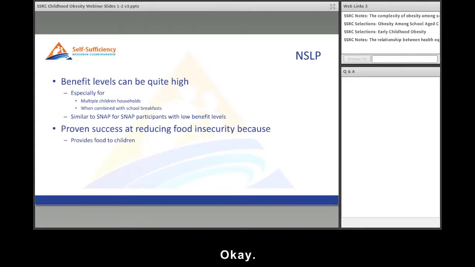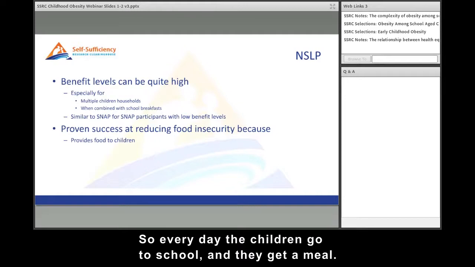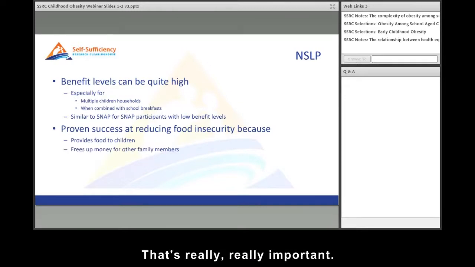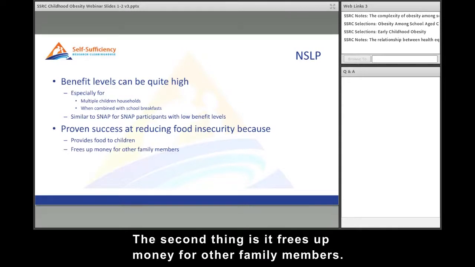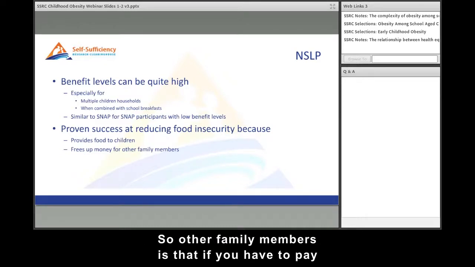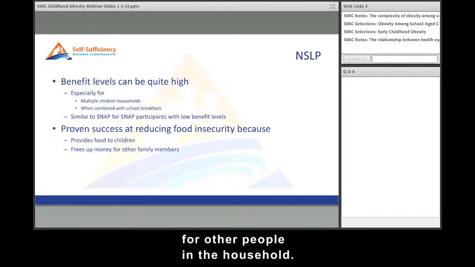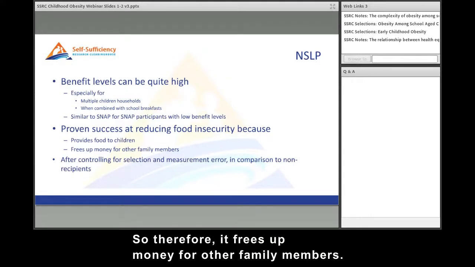It's proven a success at reducing food insecurity because, first, it provides food to children. Every day the children go to school and they get a meal. That's really, really important. The second thing is it frees up money for other family members. If you had to pay for those school meals, that would come out of meals for other people in the household. So it frees up money for other family members.